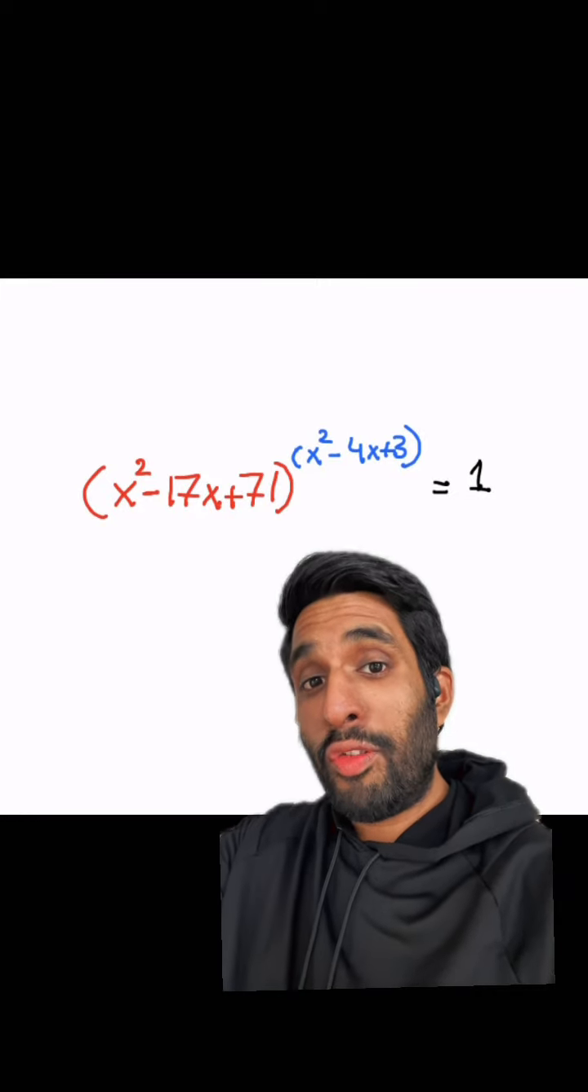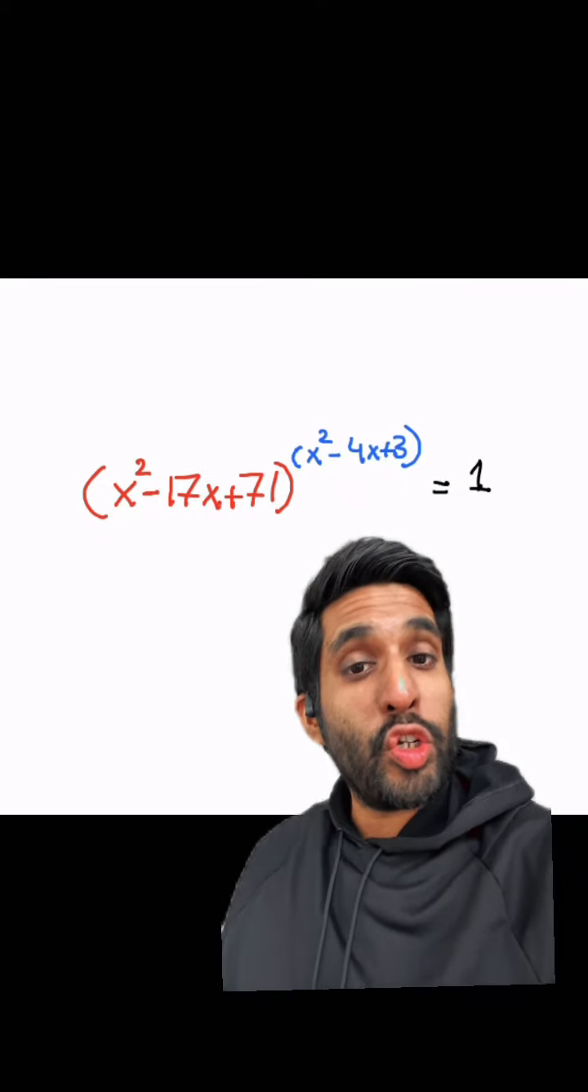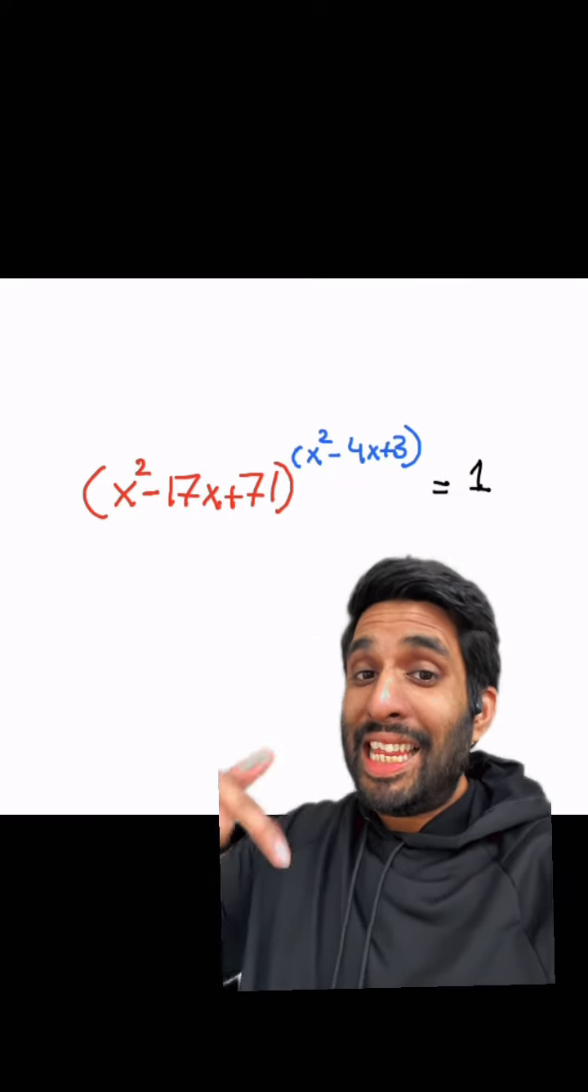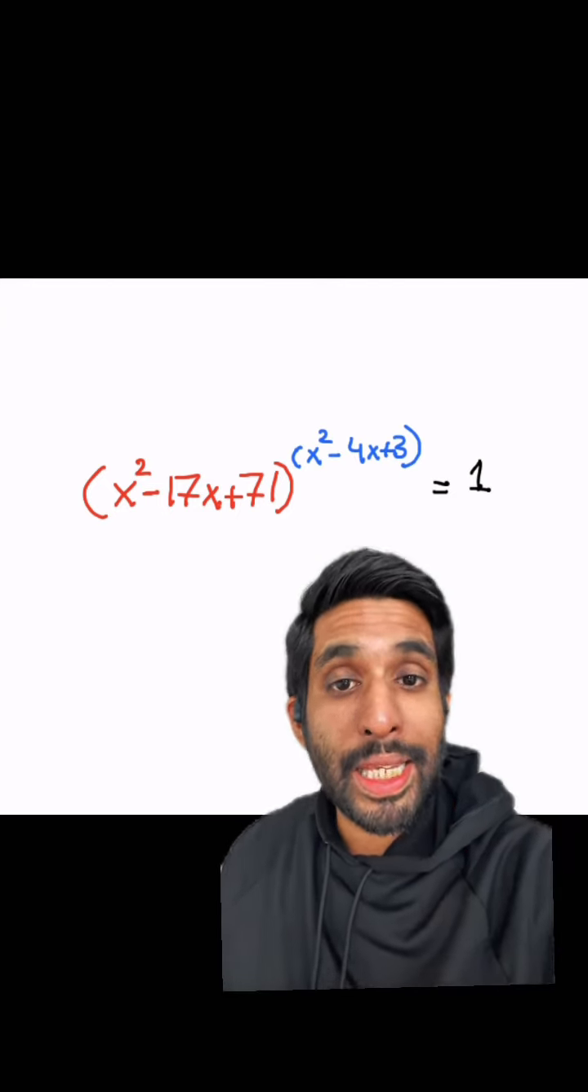Quadratic to the power of another quadratic is equal to 1. So pause the video now and try it out yourself on paper. Then leave the answer in the comment section because now I'm going to show you the full step-by-step solution.